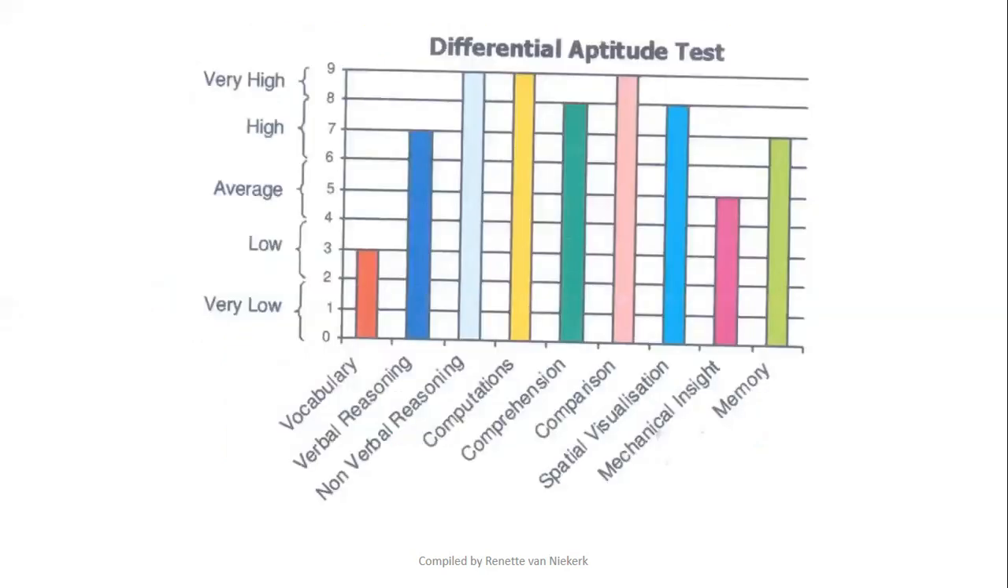So if you look at the addendum at the end of your report, on the second page you will find your differential aptitude test results, and there you will see how you did on the 9 different sub-tests that you did on the aptitude test.